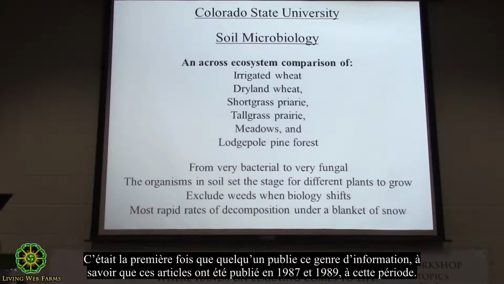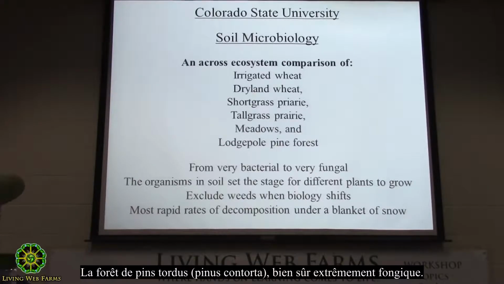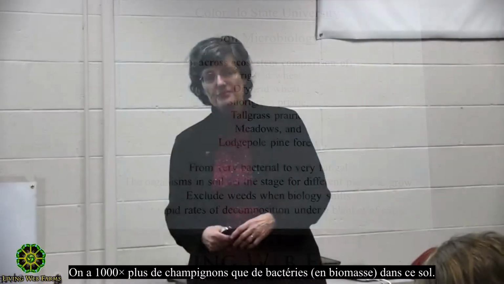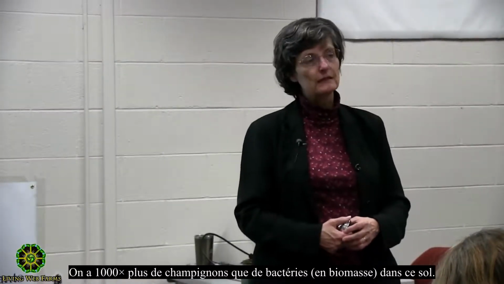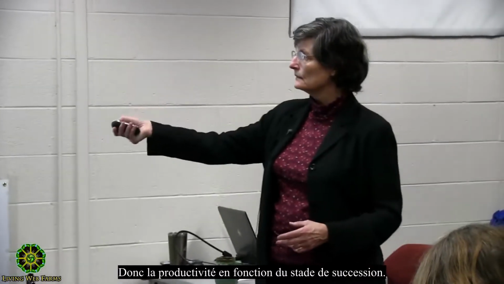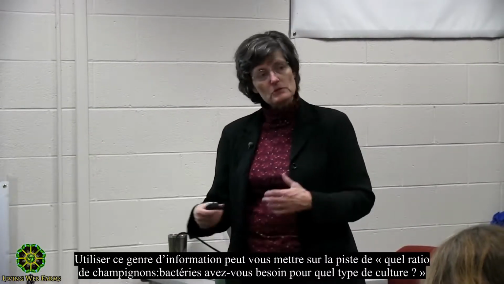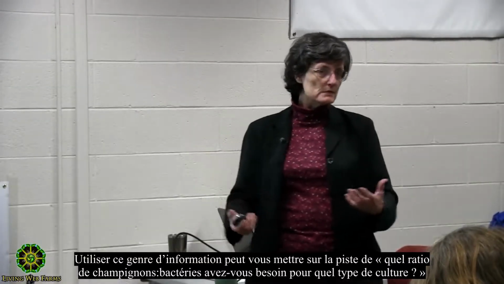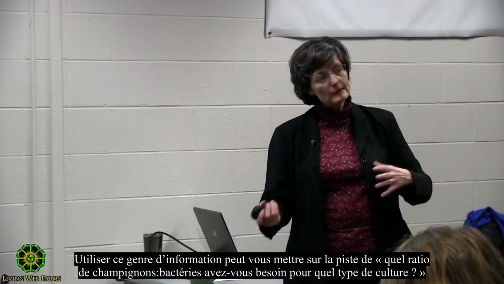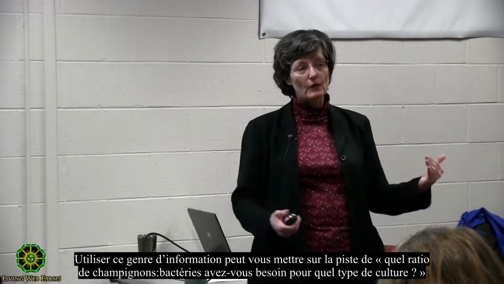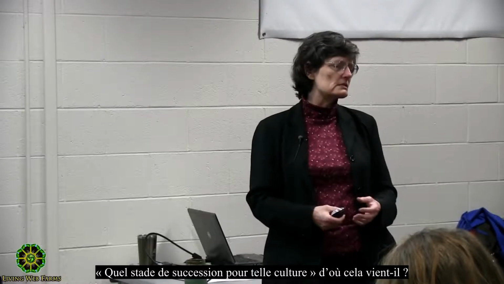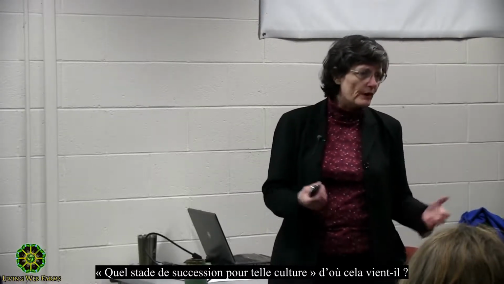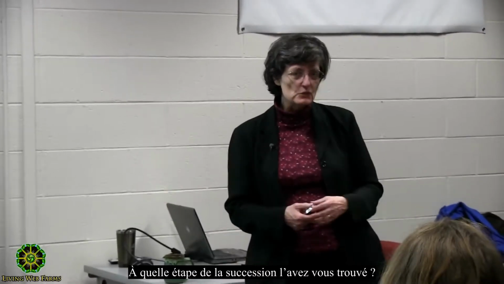The first time ever anybody published this kind of information was in papers that appeared in 1987, 1989, in that time period. Lodgepole pine forest, of course, is very fungal. We have 1,000 times more fungi than bacteria in that soil. So productivity, successional gradient. Using this kind of information, can we suggest to you what ratio of fungi to bacteria you might need for growing what kind of crop? Well, what stage of succession does your crop come from? What stage of succession do you find it in?